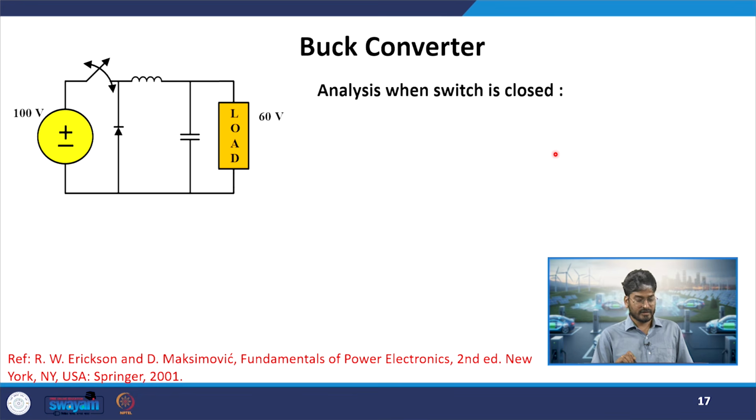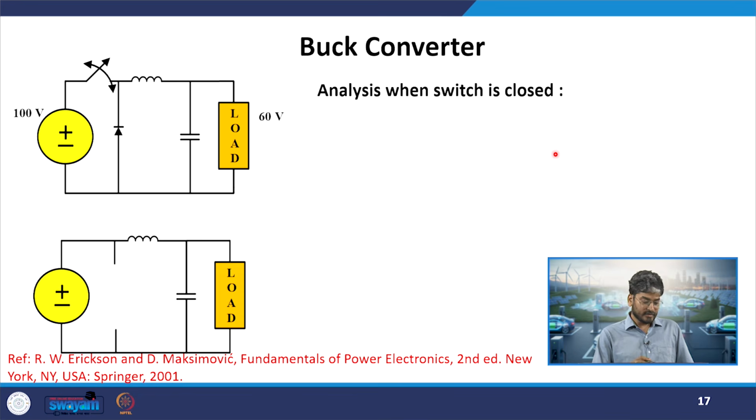Okay. So, now let us consider the switch is closed and try to see what will be the various voltage and current equations. As the switch is closed, what will happen to this diode? If we see, this is the N terminal of the diode as we have discussed. So, now this N terminal is connected to the positive terminal of the supply. So, your diode is reverse biased. So, it will not be able to carry any current. So, it will behave like an open circuit.